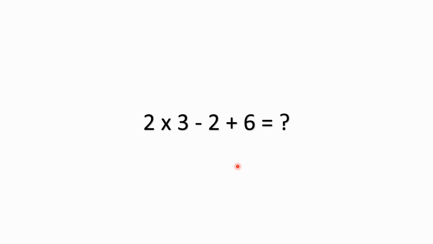I've got another simple order of operations problem with mixed operations. This time we have multiplication, subtraction, and addition, all in that order here. We have 2 times 3 minus 2 plus 6. And what do you think that equals?